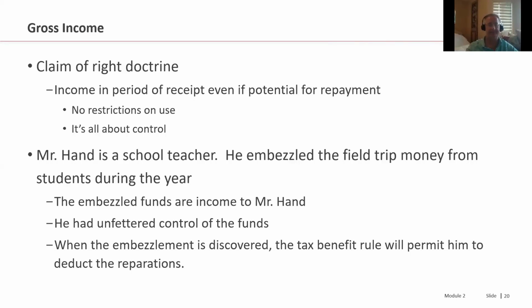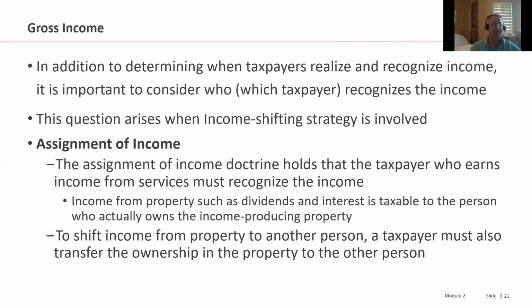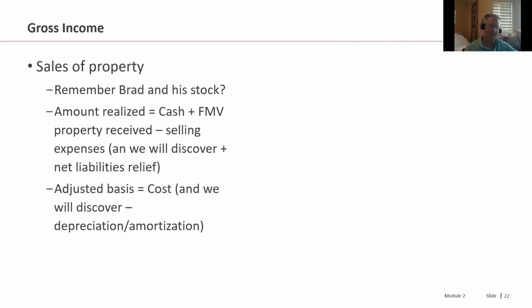Okay, so in addition to determining when taxpayers realize and recognize income, it of course is also important to consider who recognizes the income. And we definitely covered that in the last module. Given how much we have to cover today, I don't want to spend a lot more time on it. But of course, the assignment of income doctrine prevents us from just shifting income willy-nilly.